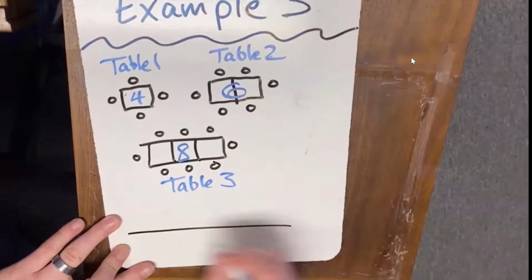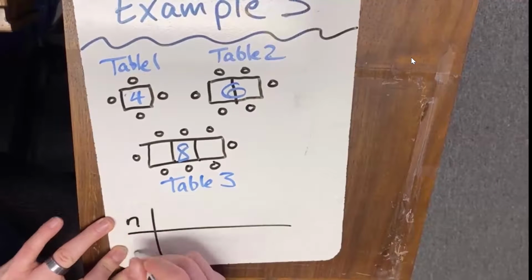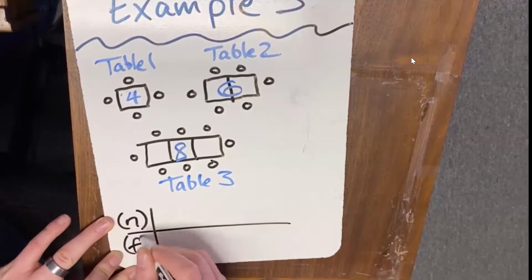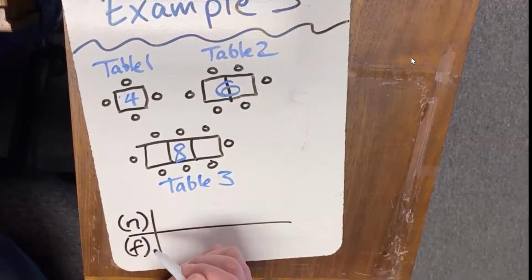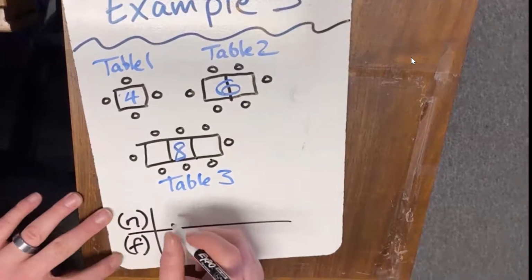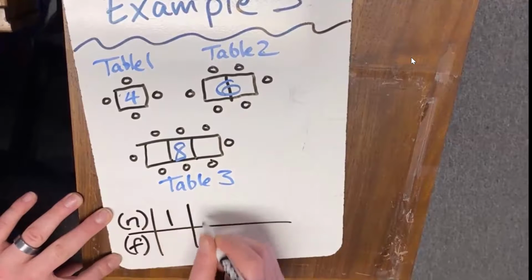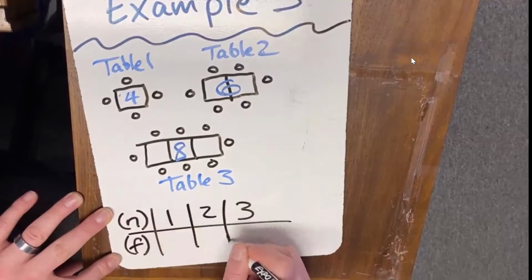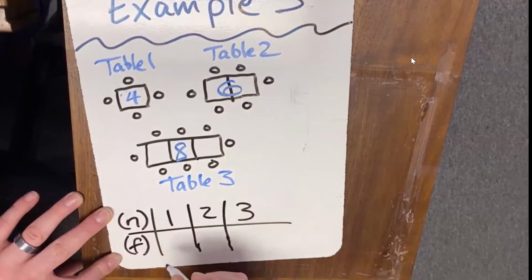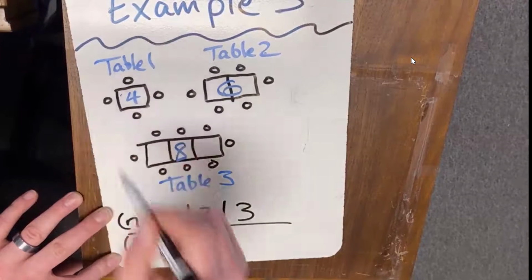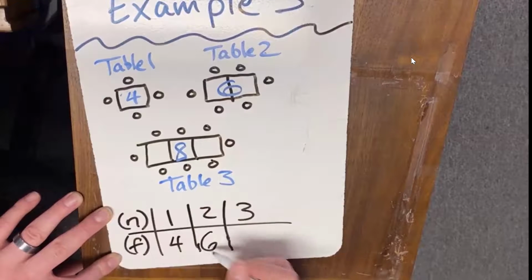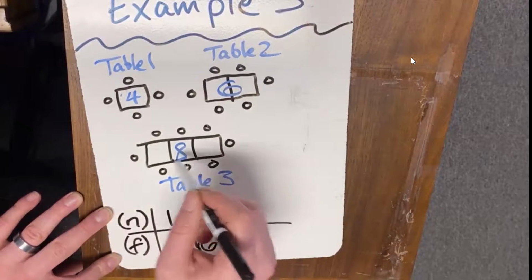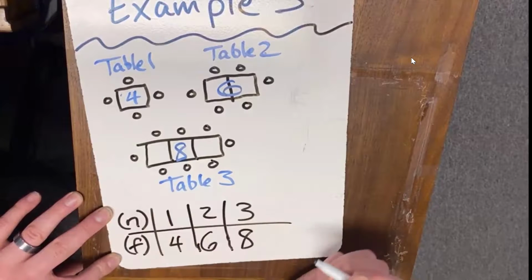I'm just going to write N and F, because N stands for my term number and F stands for my term. So my N is going to be 1, 2, 3 because I only have 3 tables. For 1, it's going to be 4, because I'm taking table number 1 right there. Table number 2, 2 tables, there are 6 people. And when there's 3 tables, it seats 8 people.